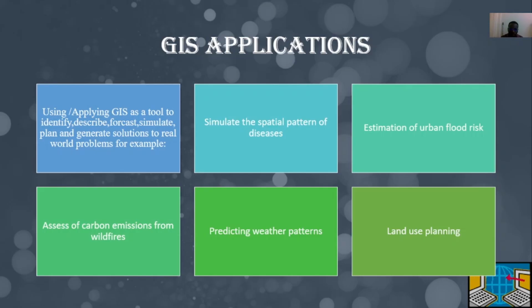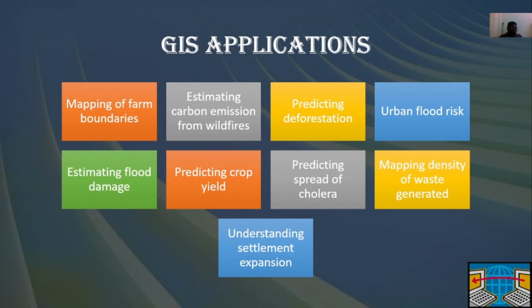So we have simulating the spatial pattern of diseases, estimation of urban flood risk, assessing carbon emission from wildfires, predicting weather patterns, and land use land cover or land use planning. Basically, GIS can be applied everywhere. These are just six options that I brought here. But if you ask me where can I apply GIS, I'll just tell you everywhere, irrespective of what you do. So these are additional applications of GIS.